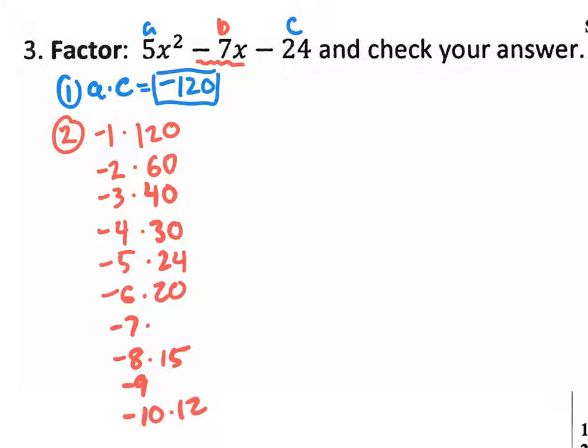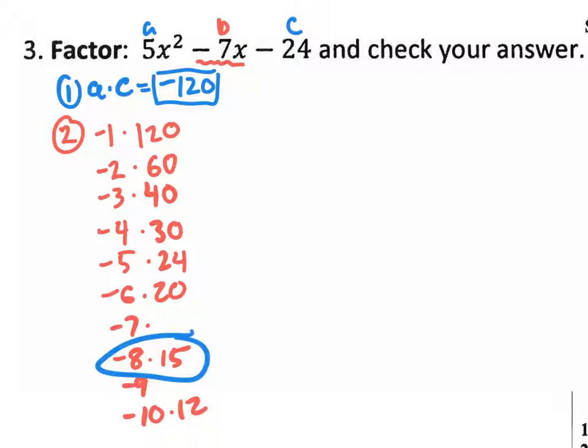So now we actually want to find out which of these pair of numbers will combine together to give us a negative 7. If I combine these guys, it'll give me a 119. This will give me a 58. This will give me a 37. This will give me a 26. This will give me a 19. This will give me a 14. This will give me a what? 7. So this is it. Winner, winner, right here. I don't have to change any.